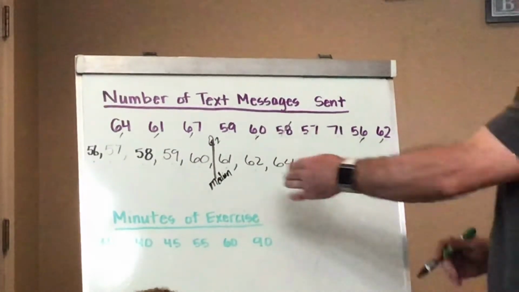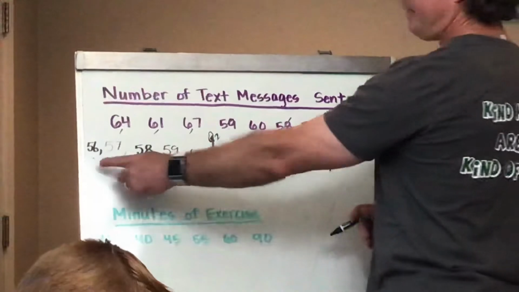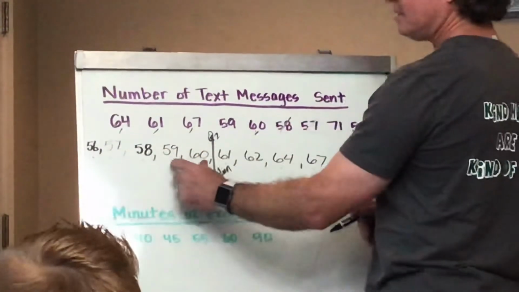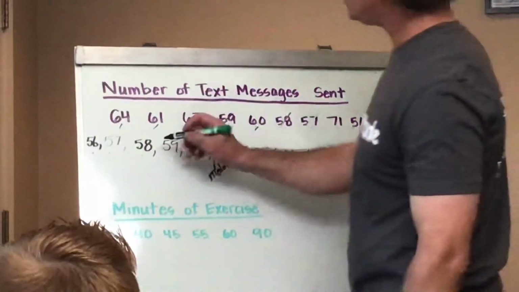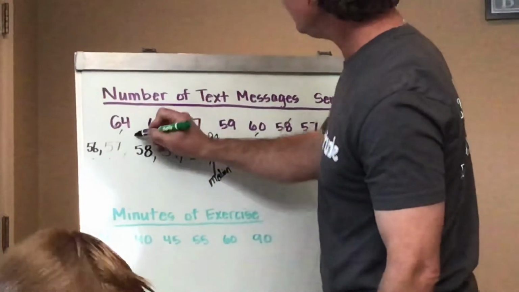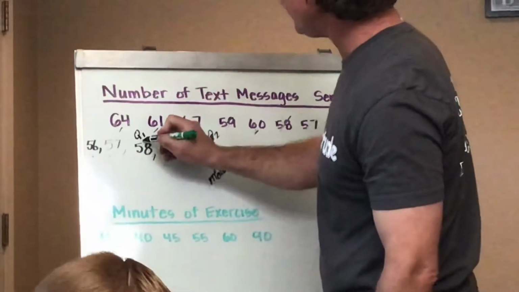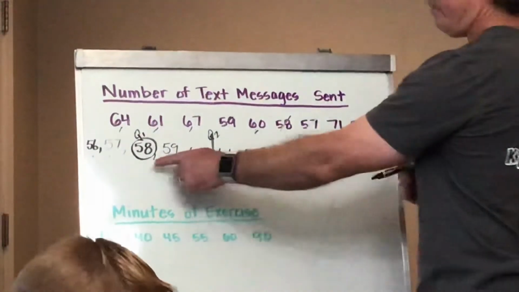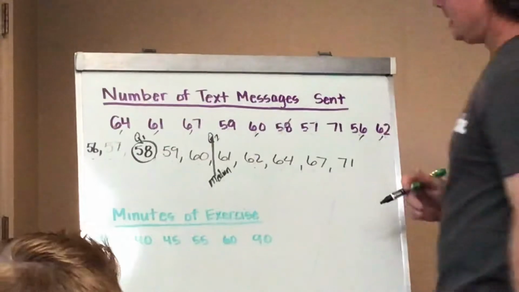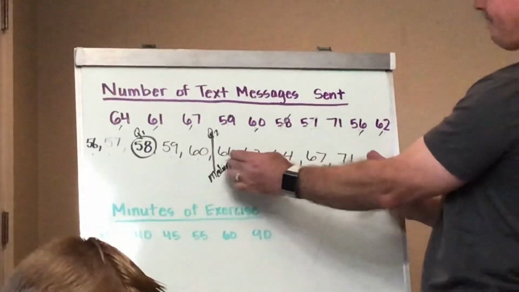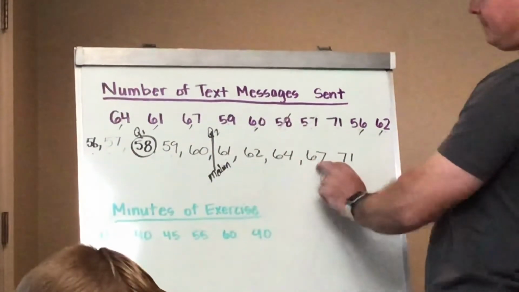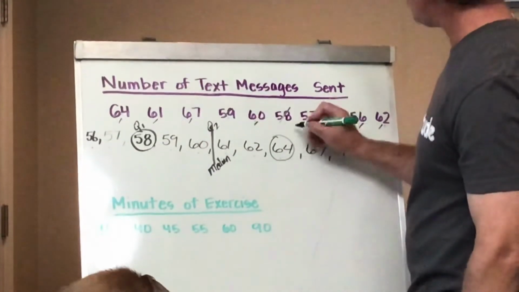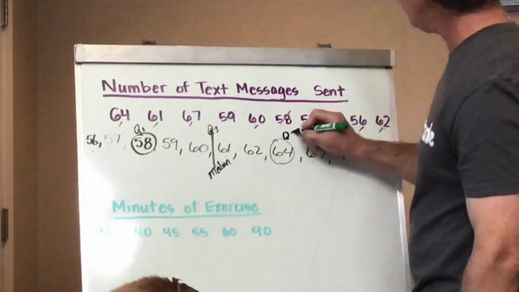Now, I'm going to try to find quartile 1. So I got to find the middle of these 5 numbers. Well, that makes it pretty easy. 2 on the left, 2 on the right. So 58 is my quartile 1 right here. Okay? And then, again, over here I've got 5 numbers. 2 on the left, 2 on the right. So 64 is my quartile 3.